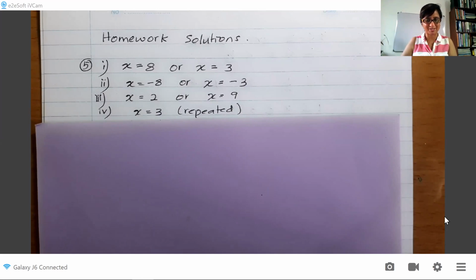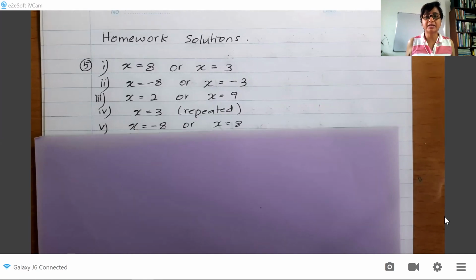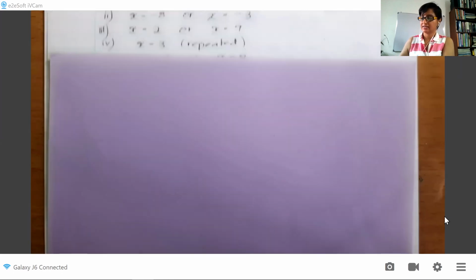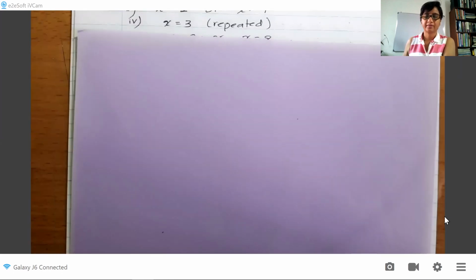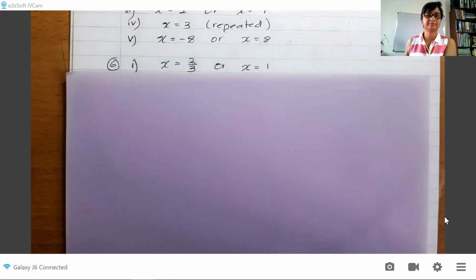We talked about this last week. Why do we say 2 distinct solutions or 1 solution? What does distinct mean? Here, you do get 2 solutions, but they are not distinct. They are not different. They are the same. So it's just 1. And the last one, the 5th one, X equals minus 8 or X equals 8. Right? Hope everyone is okay with that. Then let's move on to number 6.